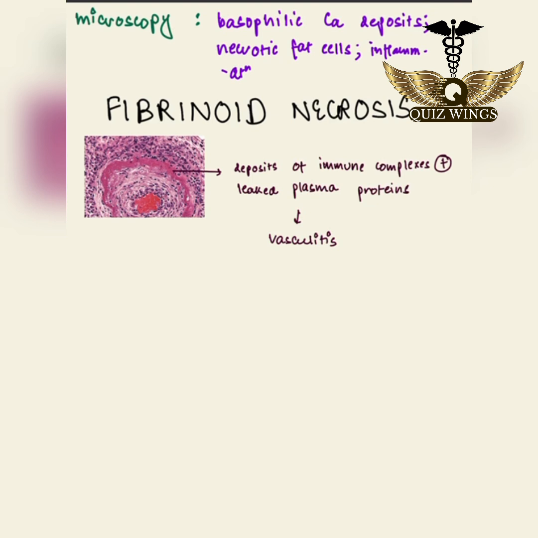Then there's the last category of necrosis, fibrinoid necrosis, in which you see deposits of immune complexes basically in the tunica media, and these immune complexes combine with leaked plasma proteins to form an amorphous ring-like substance, which is the picture of fibrinoid necrosis, and it is often seen in vasculitis.